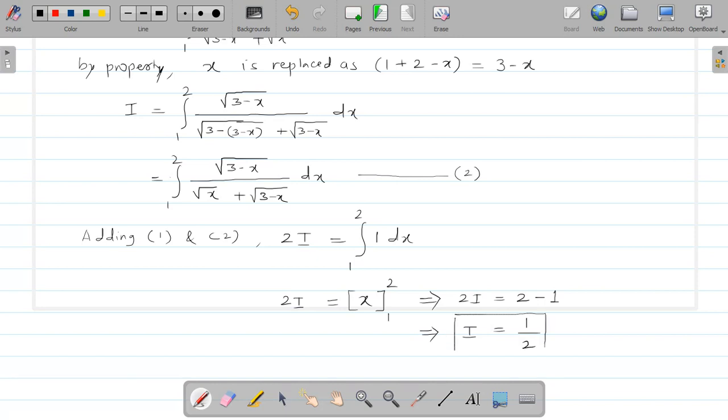So here the procedure is: after using that property you get a new equation, a new integration, and you just add the given equation and the new equation. After adding both integrations you get the sum as 1, and you have to evaluate the integration of 1, that is x, and after getting that you will get the answer of I, that is I is equal to 1 by 2 here.